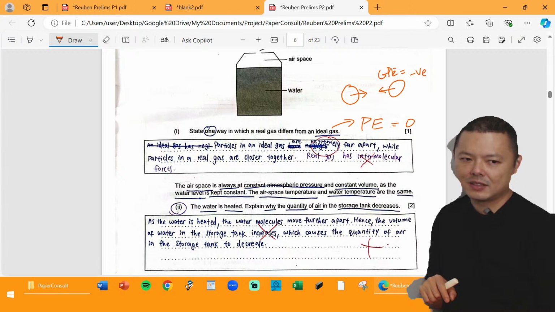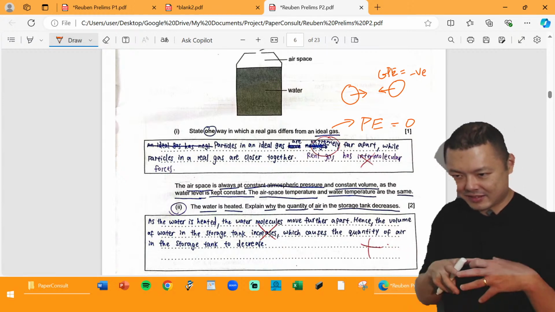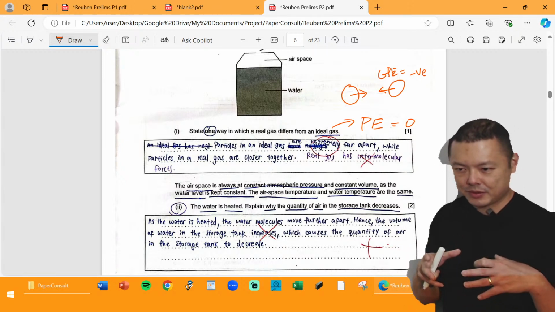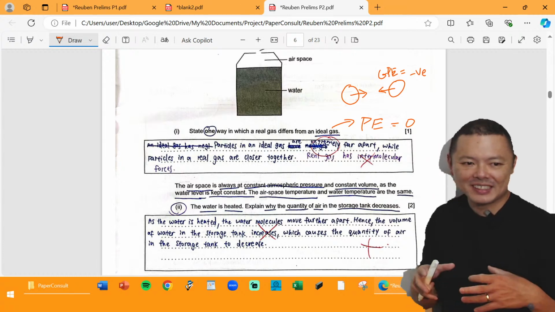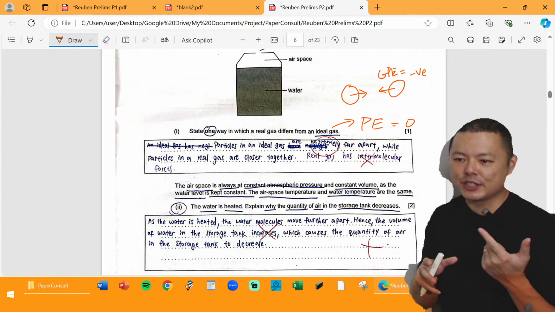No. You go and get a real gas. Then what do you do? What? No. Low density, low pressure, moderate temperature.